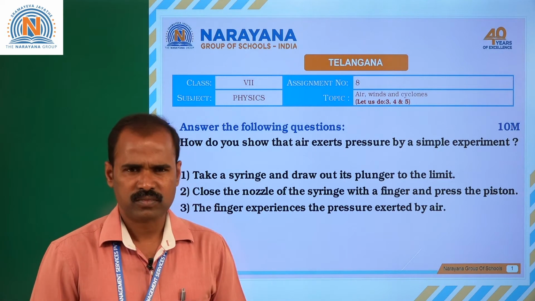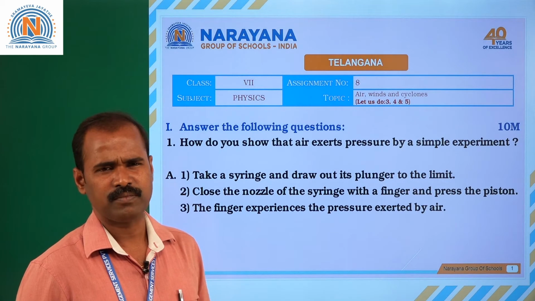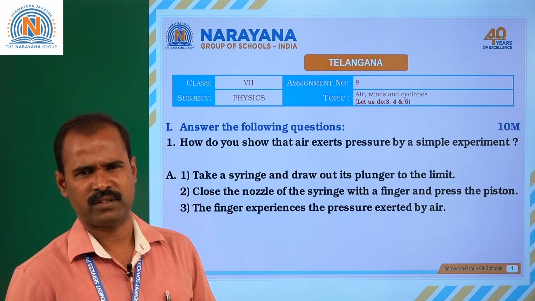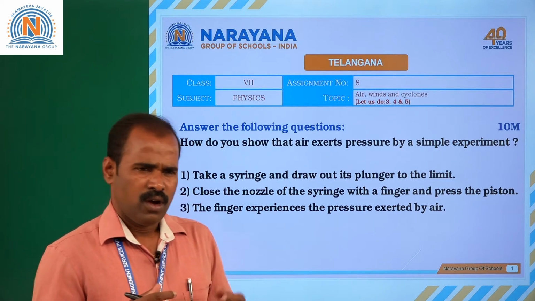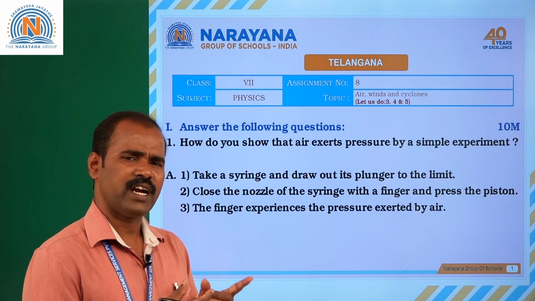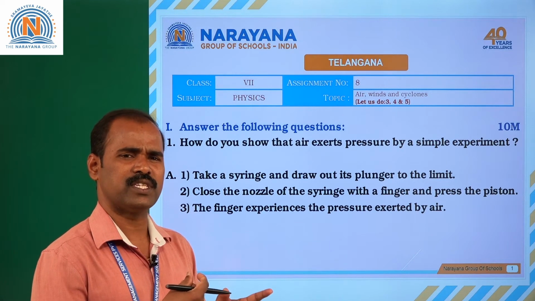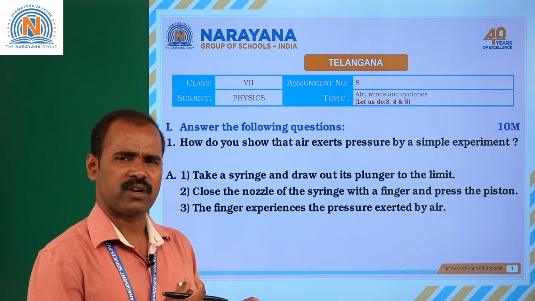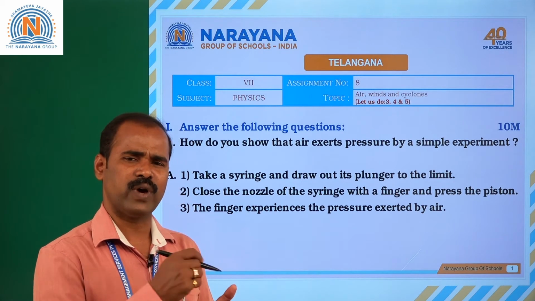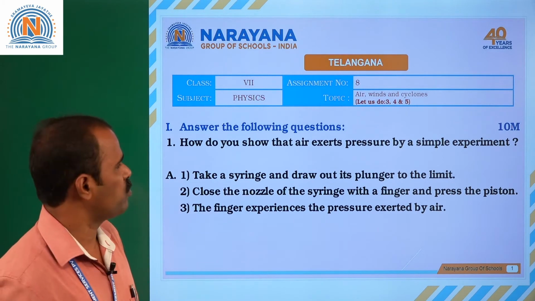See, take a syringe and remove its needle. Now pull its plunger backwards to some extent. Then put your finger at the tip of the syringe and press the piston. You can experience the pressure exerted by the air inside. The air compresses and exerts pressure on your fingertip. That is the simple experiment we can show in a classroom activity.